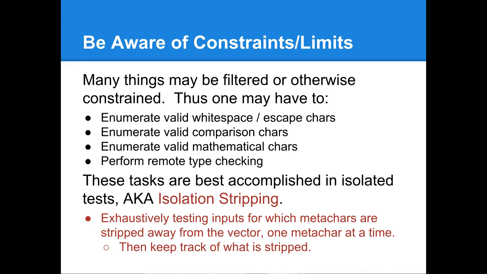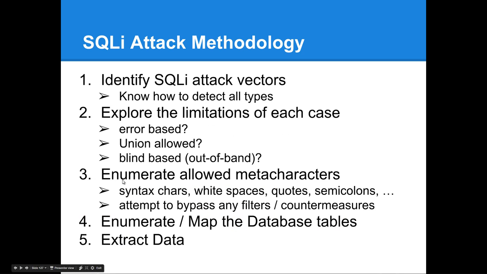And while we've talked about this so far multiple times, the first thing someone needs to be aware of when testing for SQL injection vectors is constraints and limits. And so when a vulnerability is discovered, one of the first things, as we've discussed, is to enumerate. Let's go back real quick. Number 3 here, enumerate the allowed meta characters. So syntax characters, whitespace, quotes, semicolons, and attempt to bypass, see what allows you to bypass filters.